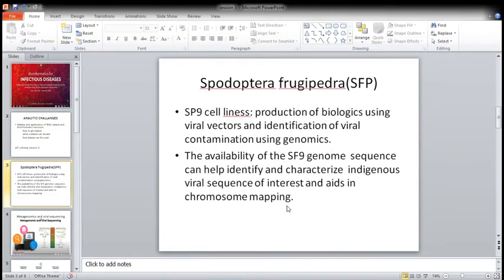In Sf9, the Sf9 cells are used for the production of biologicals using viral vectors and identification of viral contamination using genomics. The availability of the Sf9 genome sequence can help identify and characterize indigenous viral sequences of interest and aids in chromosome mapping.